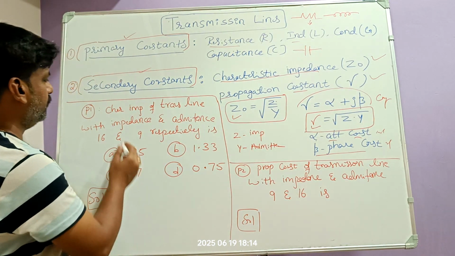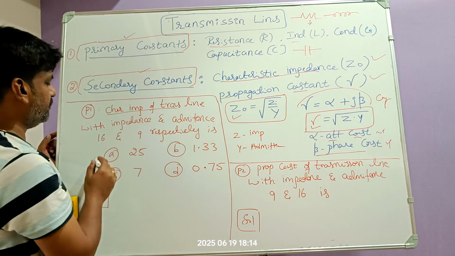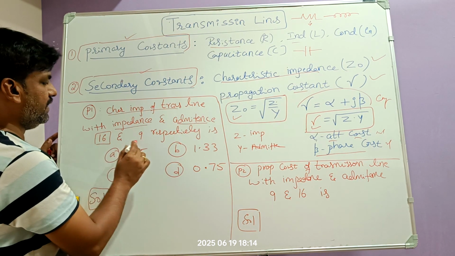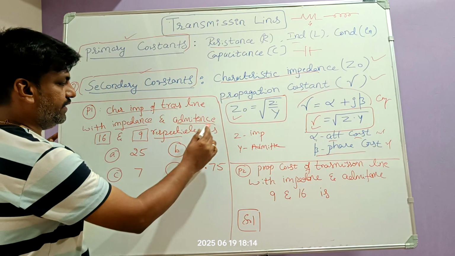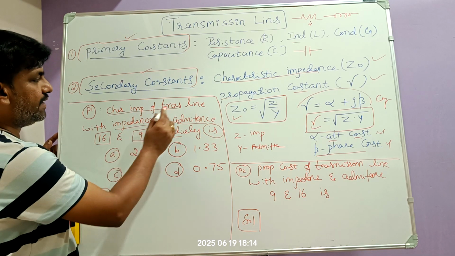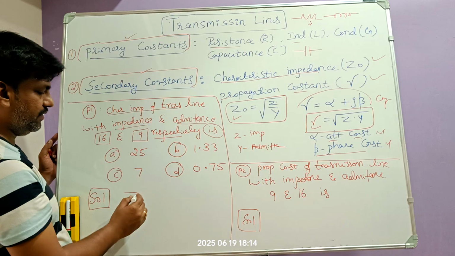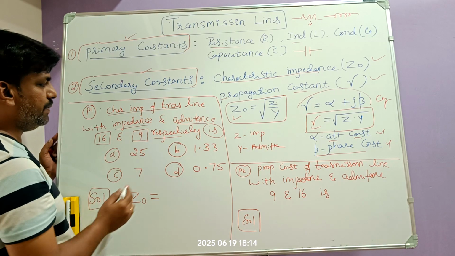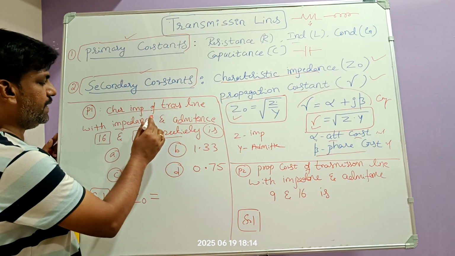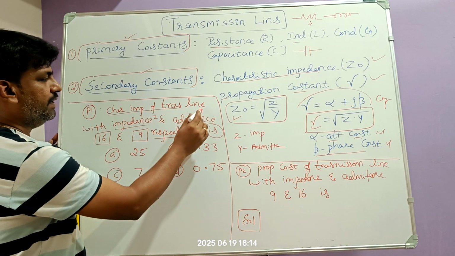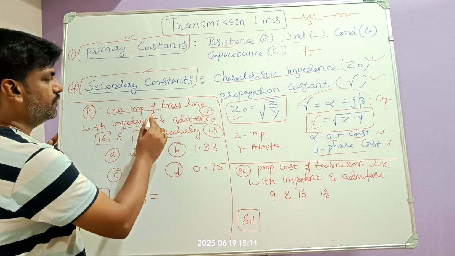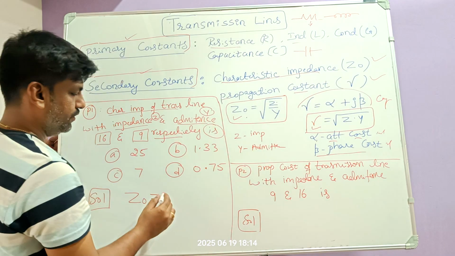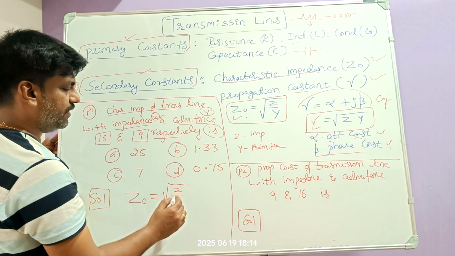gamma. So first is, characteristic impedance of transmission line with impedance and admittance 16 and 9 respectively is. The meaning of this is we should calculate the characteristic impedance, Z0, right? For that, what is given? Impedance and admittance. Impedance is represented by Z, admittance is represented by Y. So what is the relationship between this Z0, Z and Y? That is this one. So take this Z divided by Y.